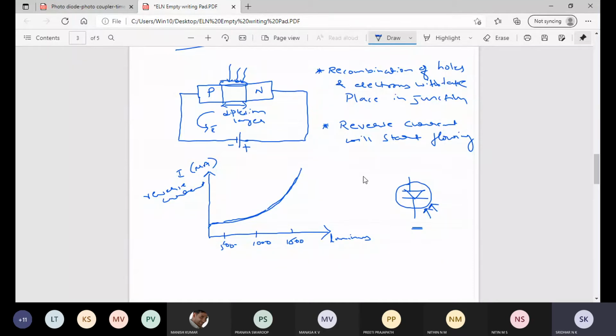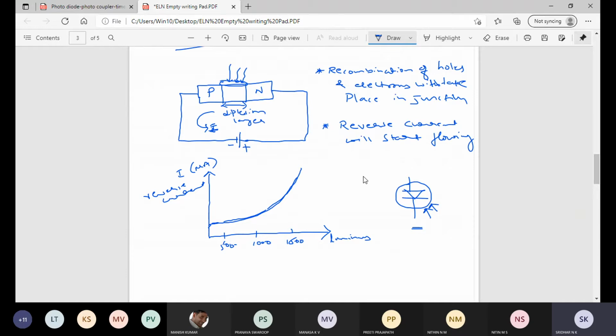That is the main function of this photodiode. That means it detects the light falling on the device. So that current depends on the intensity of the light falling on the device. If the intensity is more, the reverse current also will be more. If the intensity is less, the reverse current also will be less. The characteristics look like this. If intensity is more, the current will also be more. So this is all about the photodiode.